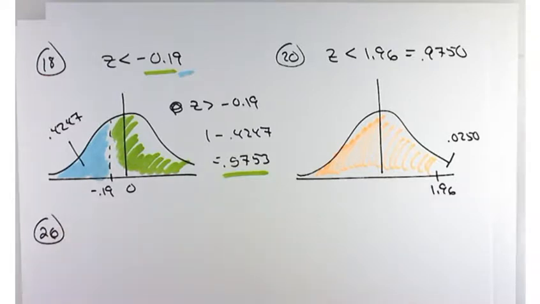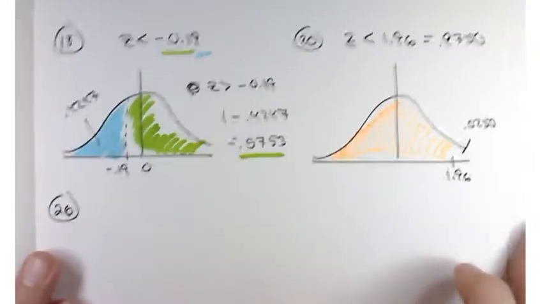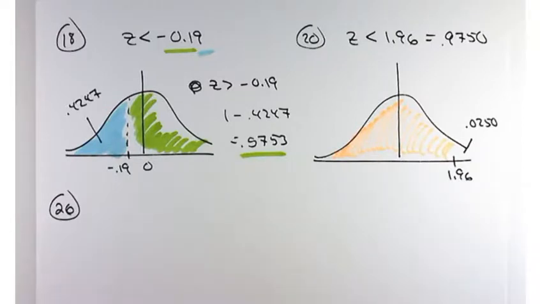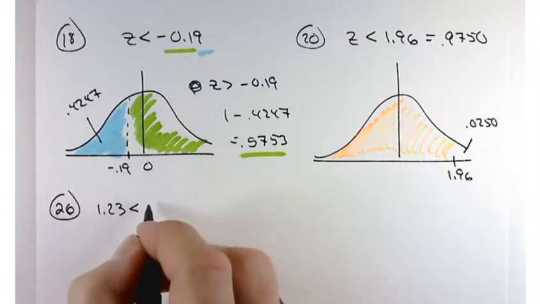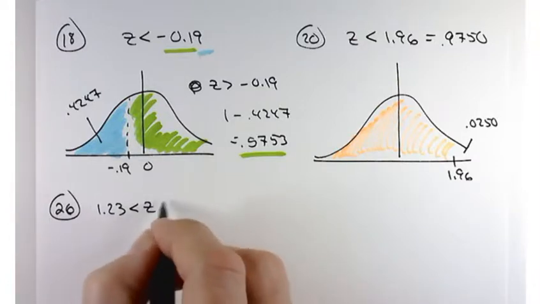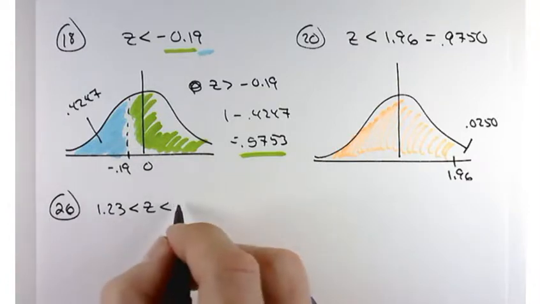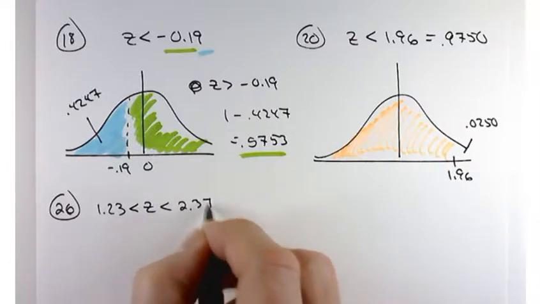Let's start looking at problems where we've got two z values to contend with. In problem 26, I want to find the area underneath the standard normal curve that's between 1.23 and 2.37.